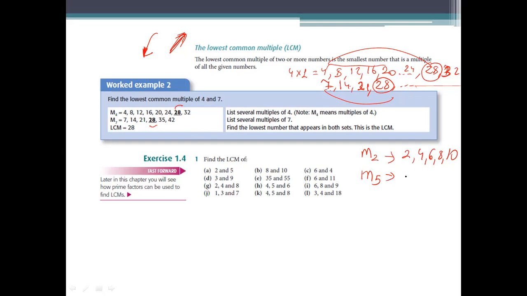What is 5 times 1? It is 5. 5 times 2 is 10. As you see, it is also the same number. The first common number is 10. In M2, the fifth number is 10. That's why they're the same, and that's common. So the LCM of 2 and 5 is 10. Okay, and the others, please check yourself.